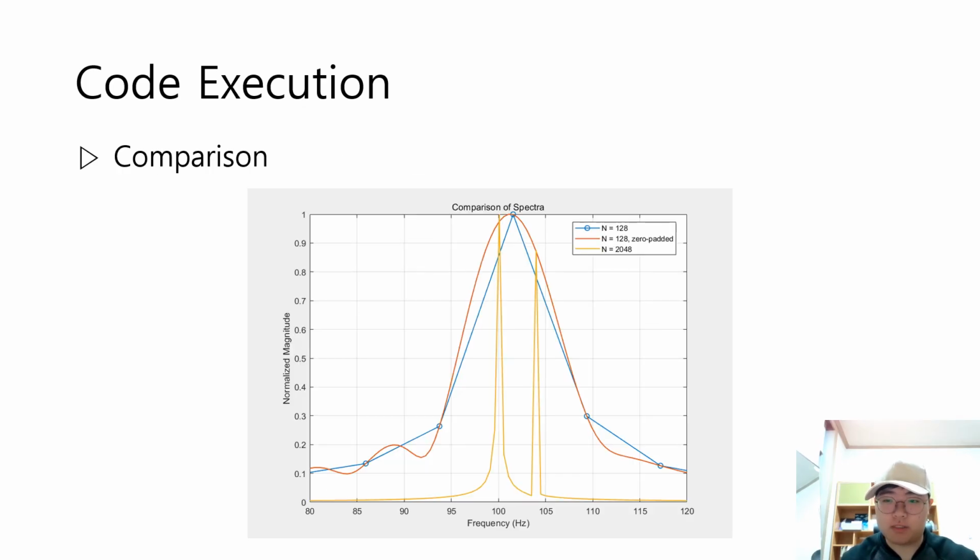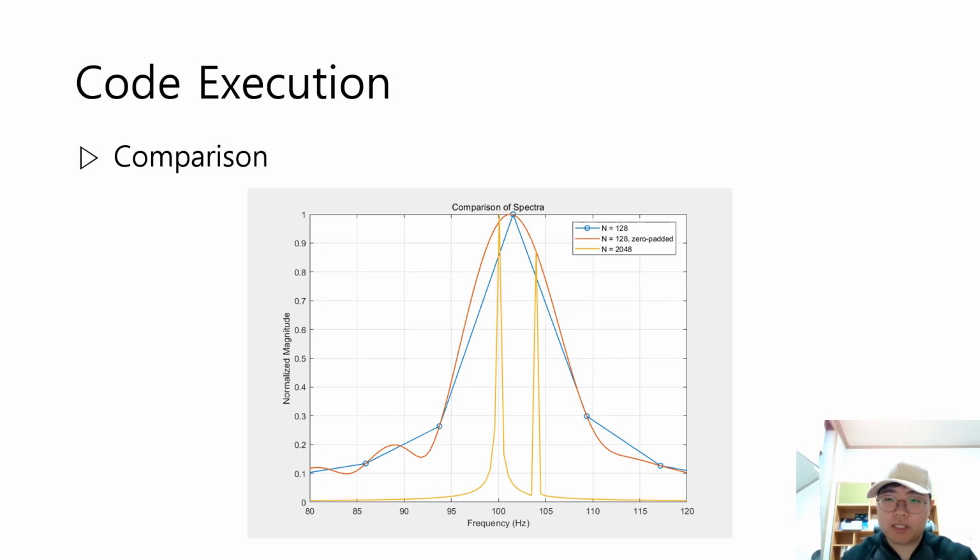Let's summarize the three cases. For the short signal, n equal to 128, there is insufficient resolution. For the zero padding case, a smoother spectrum but no real improvement. Then for the longer signal, true improvement in frequency resolution.